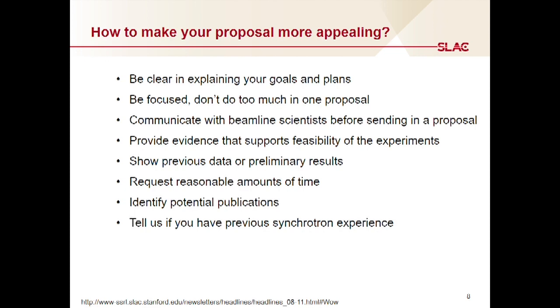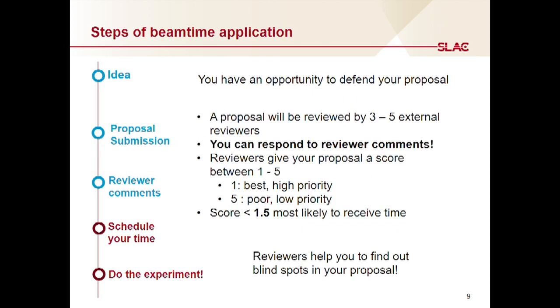All right, and the next thing is, now that you submit a proposal into our system, there will be 3 to 5 external reviewers who are going to read through your proposal and give you scores. The reviewers are going to give your proposal a score between 1 to 5.